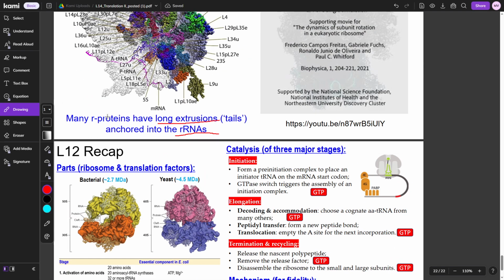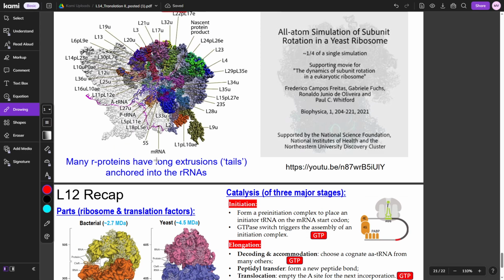And also, I just want to make this very clear. When we're talking about these long tails anchored, those are amino acid tails, basically. So we have these R proteins. They have these long tails, like the histones did. The histones, remember, had very long tails coming out of them. So these R proteins also have long tails, and they basically tie themselves to the rRNAs, which is how they anchor themselves. Otherwise, they would just float around. So that's what I mean by that. And because they have these long tails, they're able to move very easily. They're very mobile.